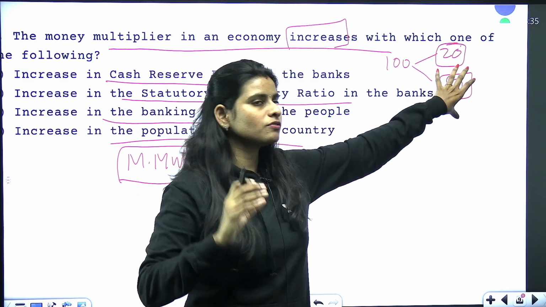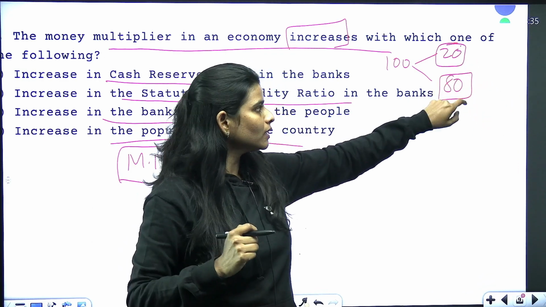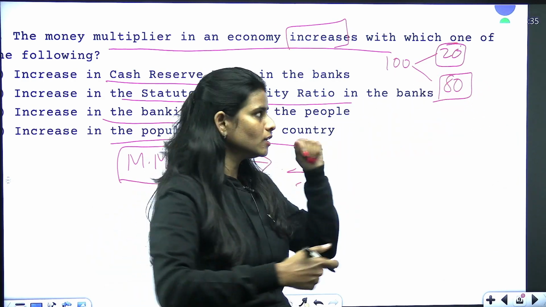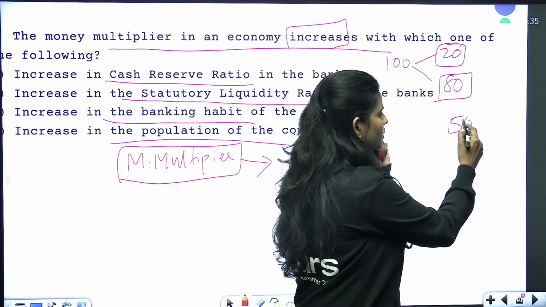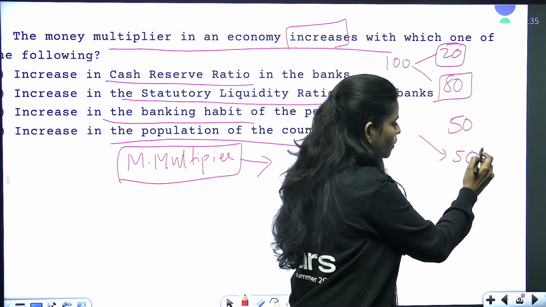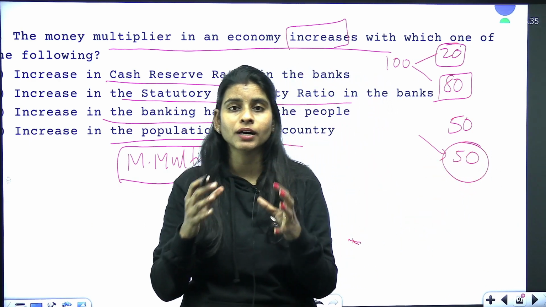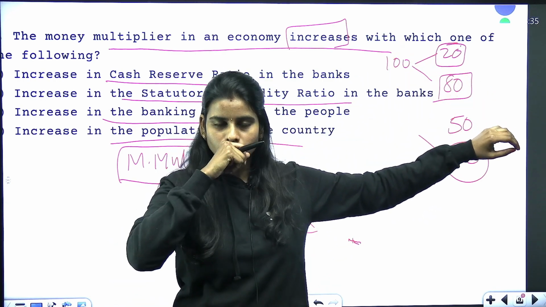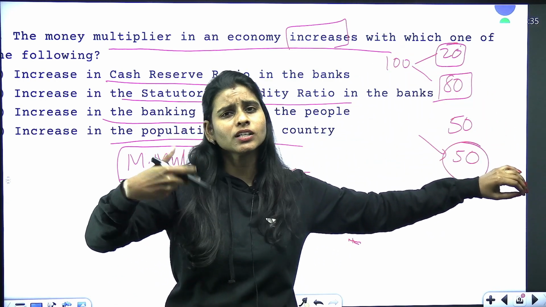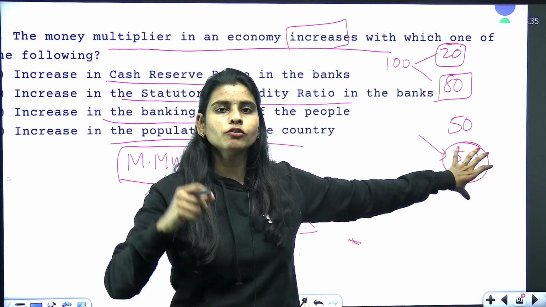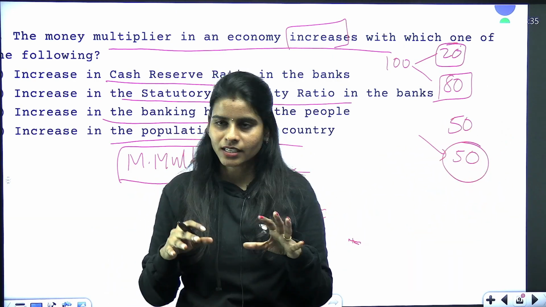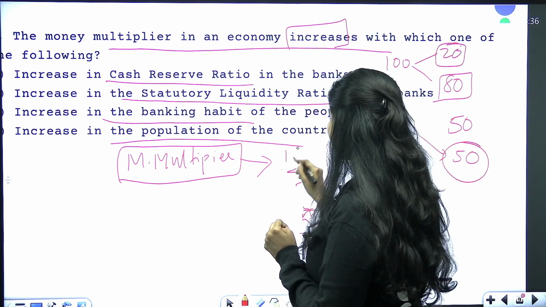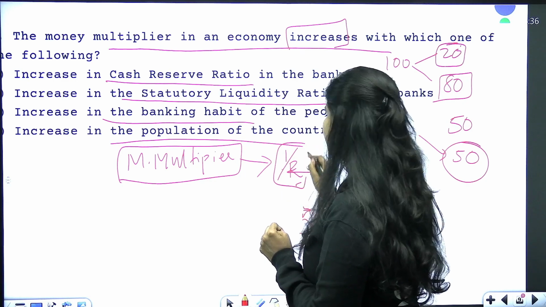So this is the value of money that you created. But now let me know, if you are increasing this value of 20 to somewhere 40 or 50, then you will be able to generate only what? 50 rupees as money in the market, right? So whenever the reserve value is increasing, the value of money that you created is decreasing. That is why we say money multiplier is inversely proportional to the reserve value.